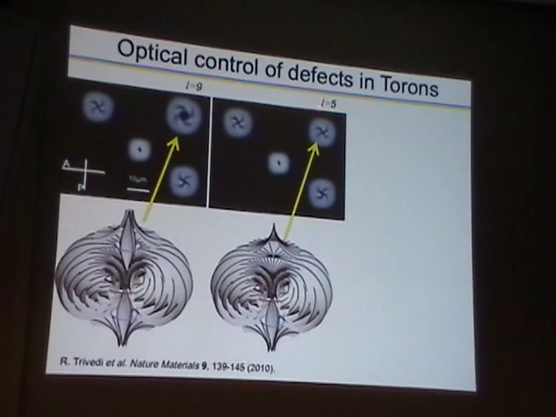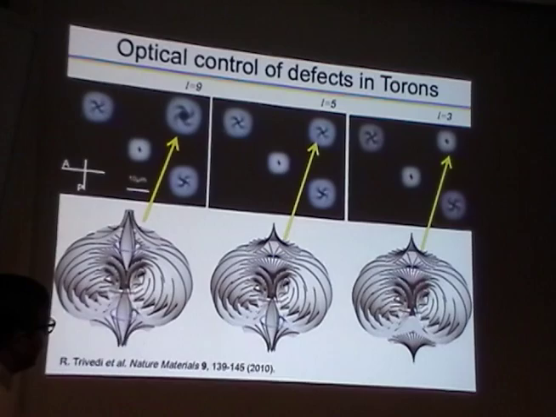However, as we switch this charge to L equal 5, we see one of the defect loops shrink into a point defect. This is the change in appearance of such a structure between cross polarizers. As we then switch the charge of the Laguerre-Gaussian beam to 3, we see that both of the defect loops shrink to point defects, and so we have a torron configuration with two point defects accompanying the double twist torus.